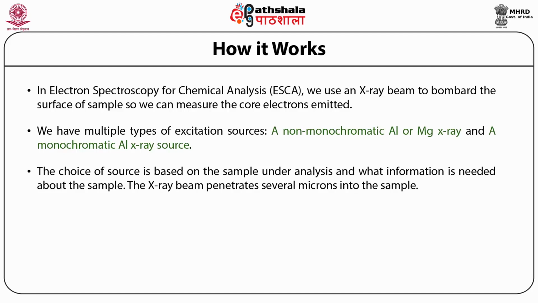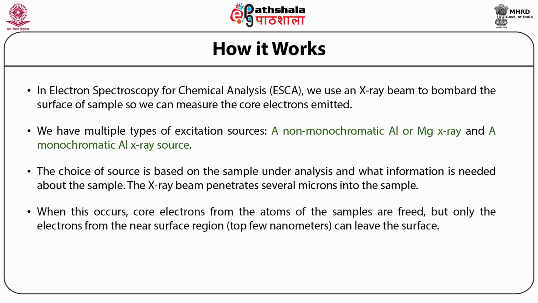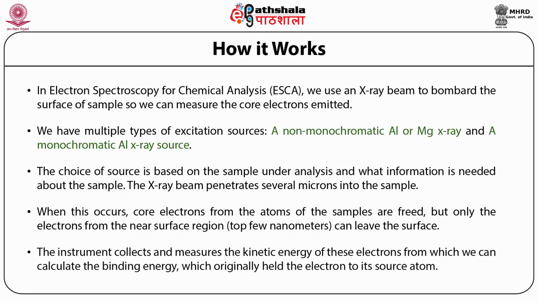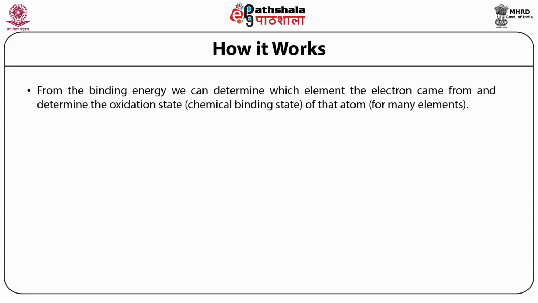The X-ray beam penetrates several microns into the sample. When this occurs, core electrons from the atoms of the sample are freed, but only the electrons from the near surface region can leave the surface. The instrument collects and measures the kinetic energy of these electrons, from which we can conclude the binding energy which originally held the electron to its source atom. From the binding energy we can determine which element the electron came from and the oxidation state of that atom.